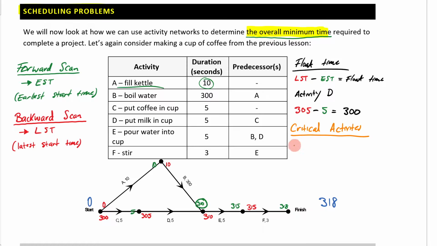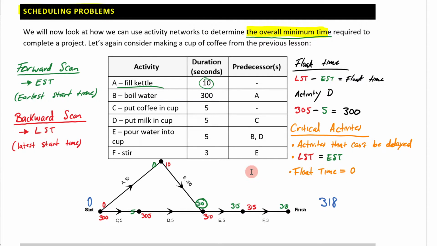Critical activities are activities that can't be delayed. The way that we can identify our critical activities is that the LST is going to be equal to the EST. So in other words, if they're equal to each other, what that means is that the float time of critical activities is going to be 0.